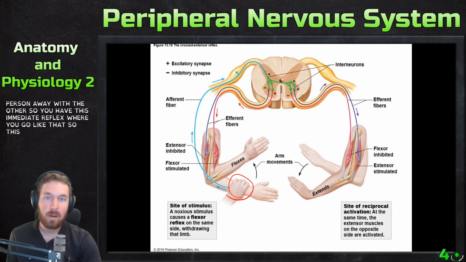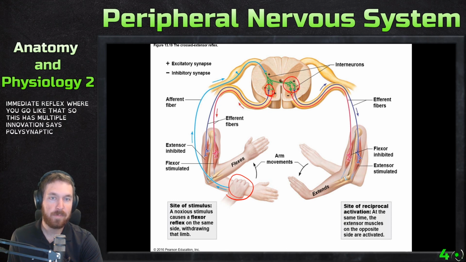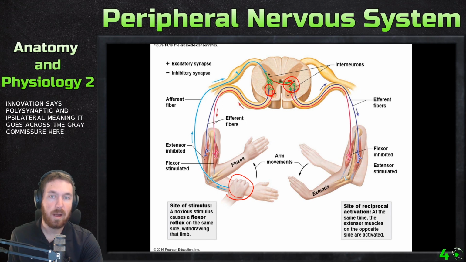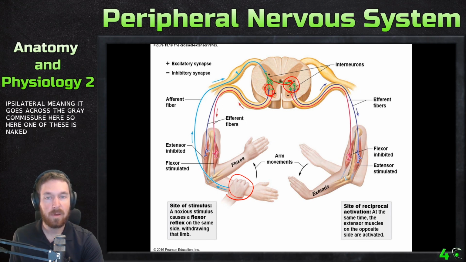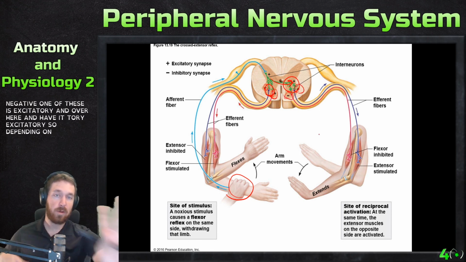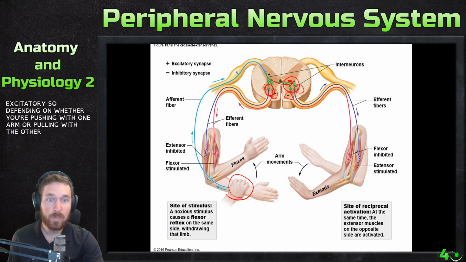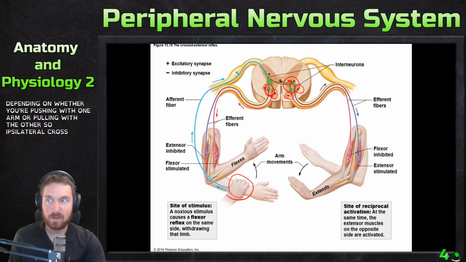So this has multiple innervations. So it's polysynaptic and contralateral, meaning it goes across the gray commissure here. So here, one of these is negative, one of these is excitatory, then over here, inhibitory, excitatory. So depending on whether you're pushing with one arm or pulling with the other. So ipsilateral crossed extensor reflexes.